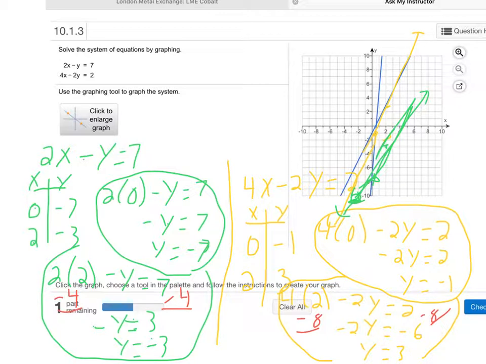Take back what I said a minute ago. The computer would do a nicer job, but these two lines are parallel to each other. If you had a computer do a nice job plotting these, they're parallel. There's no solution to these parallel lines. It's a special case. They don't meet, and there's no solution.